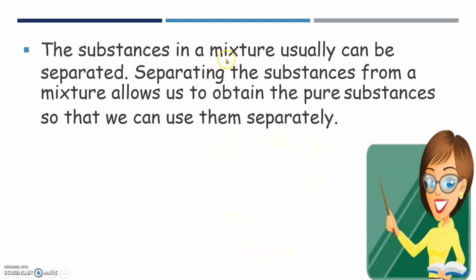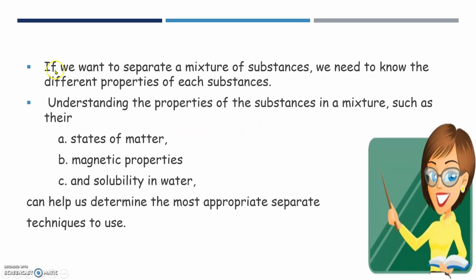The substances in a mixture usually can be separated. Separating the substances from a mixture allows us to obtain the pure substances so that we can use them separately. If we want to separate a mixture of substances, we need to know the different properties of each substance. Understanding the properties of the substances in a mixture, such as their states of matter, magnetic properties, and solubility in water, can help us determine the most appropriate separation techniques to use.